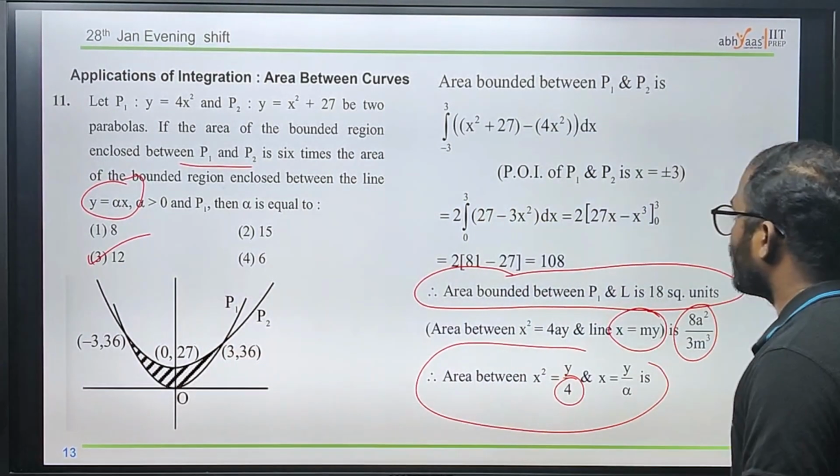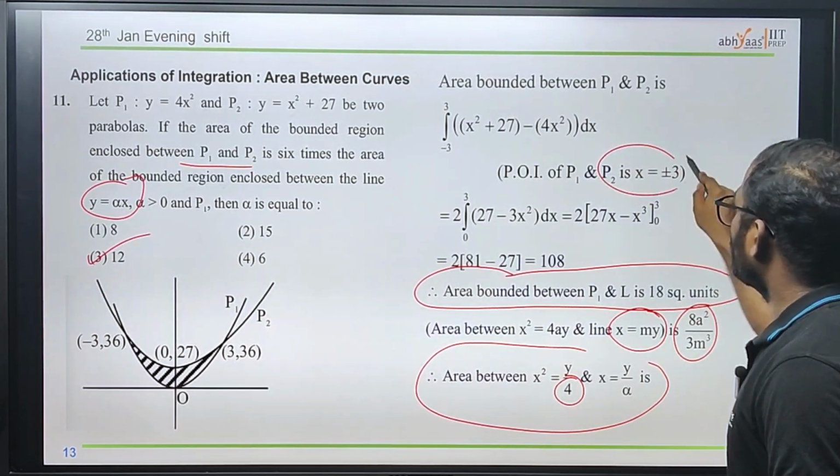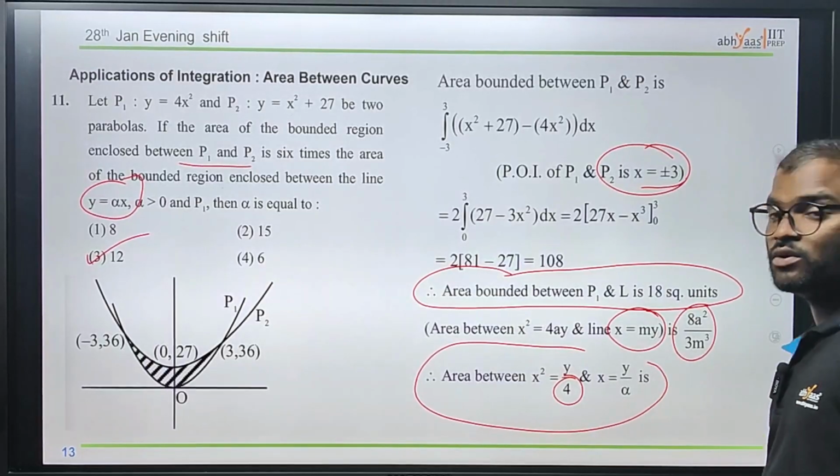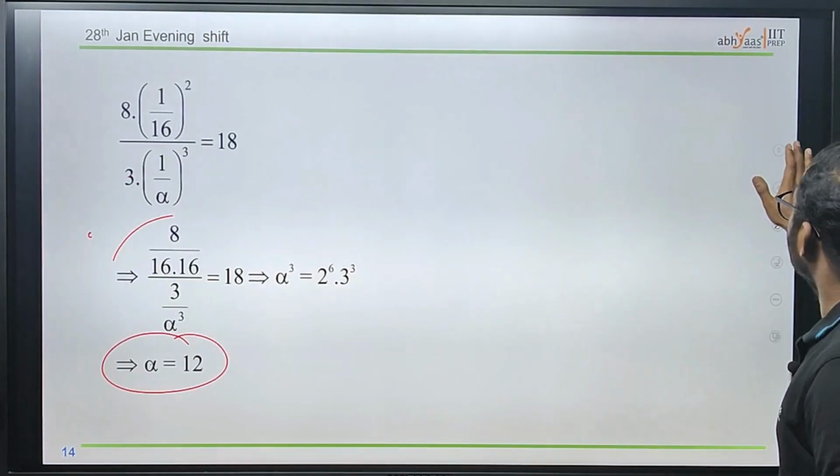Now you have to think about it. Here it is already given that the points of intersection of P1 and P2 are x equal to plus or minus 3. You need to check.